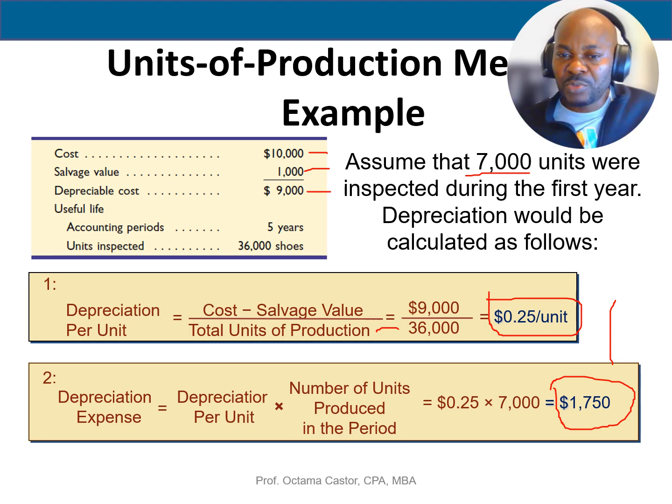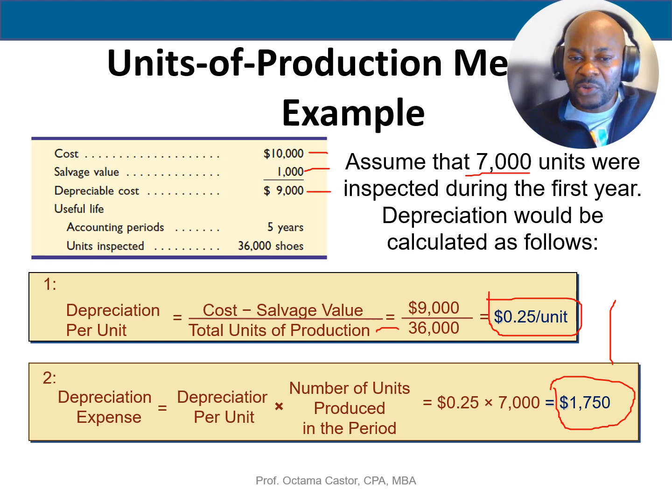Notice when we calculated the straight line depreciation, we came up with $1,800. That was going to be the depreciation expense for the month under the straight line method. As you can see, it's about $50 less using the units of production method. And what I would like for you to remember here is that the straight line depreciation, as I mentioned earlier, gives you the exact same amount.